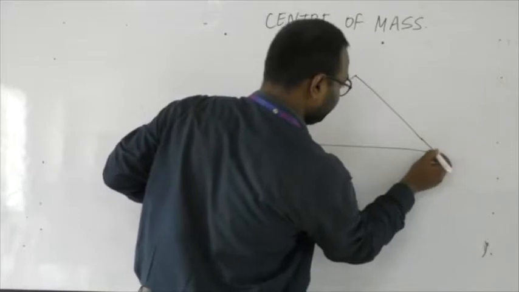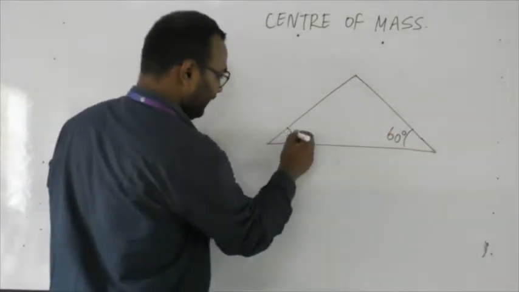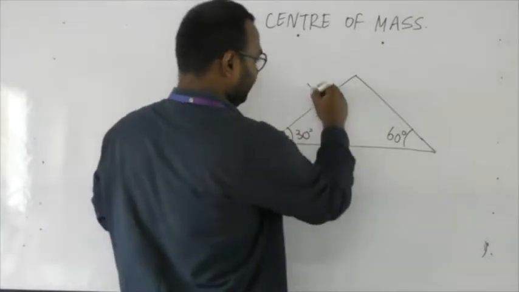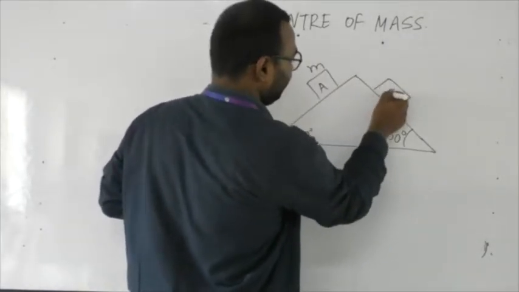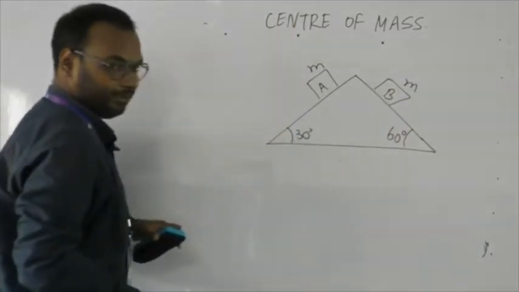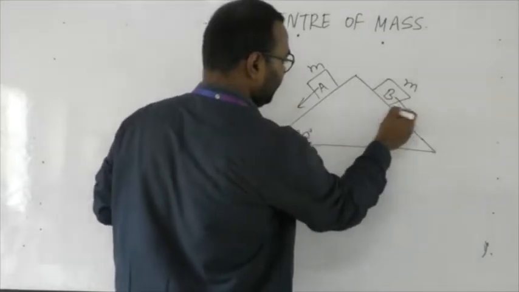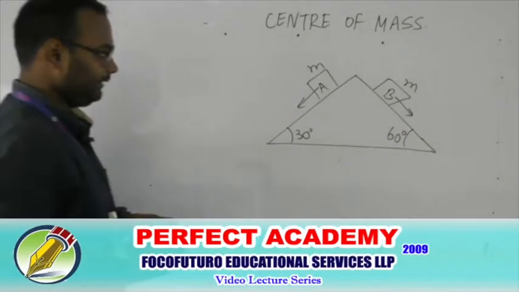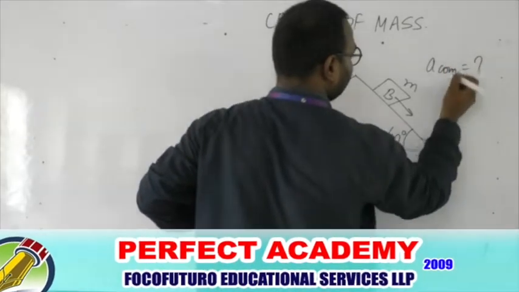Like if I say this is an inclined plane surface, and this has an angle of 60 degrees, and this has an angle of 30 degrees. Here block A has mass m and block B has mass m. Okay, now they are going down. They will have their own accelerations. Now you have to find the acceleration of center of mass.